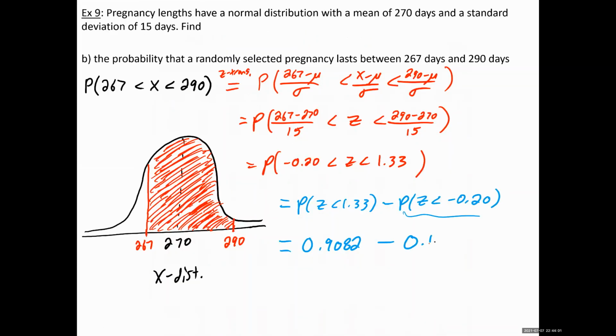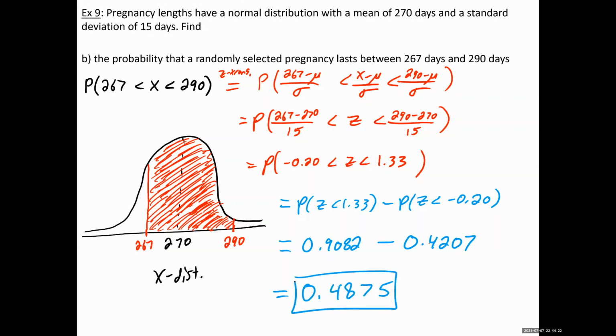That's this one, 0.4207. And then just subtract those. I'm getting 0.4875. Let me double check that. Yeah. And that's how you do part B.